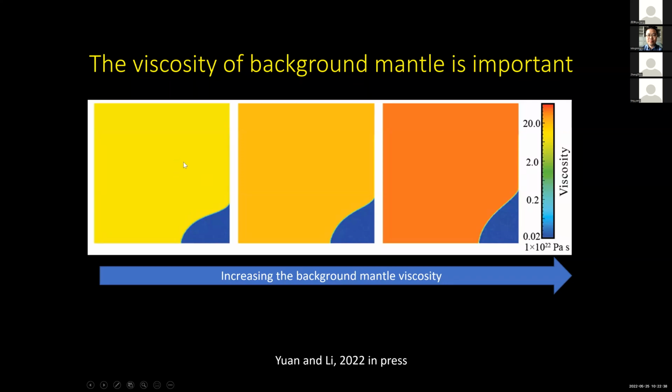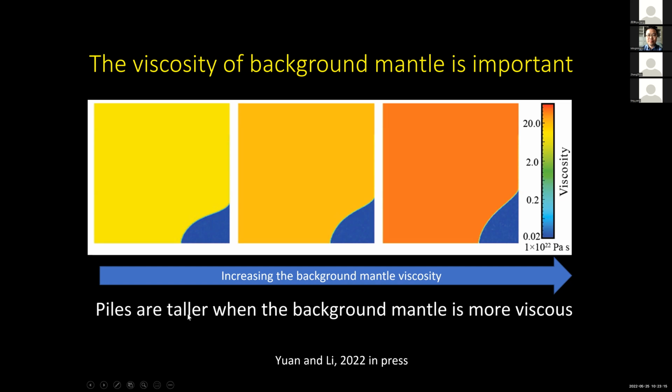And this is another set of models. From left to right, we increase the background mantle viscosity, from low to high. As you can see, as we increase the background mantle viscosity, the maximum height of the thermochemical pile becomes larger and larger, but not that much, only slightly larger from left to right. So that means the background mantle viscosity also affects the maximum height of the LLVPs. Usually piles are taller when the background mantle is more viscous.